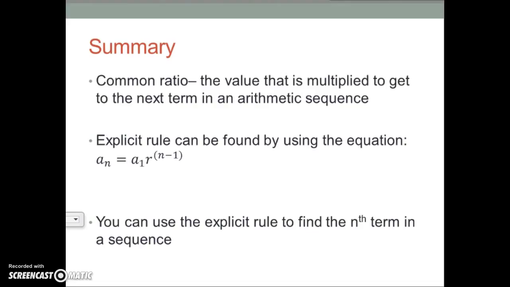And to summarize what we learned today, we learned that a geometric sequence uses a common ratio, noted r, which is the same value multiplied to each term to get to the next term. We also learned how to develop the explicit rule for a sequence by using the equation a sub n equals a sub 1 times r raised to the n minus 1, where a sub n is the unknown term, a sub 1 is the first term, and r is the common ratio. And then finally, we learned how to use that explicit rule of the sequence to find an unknown term by replacing n with that term number.